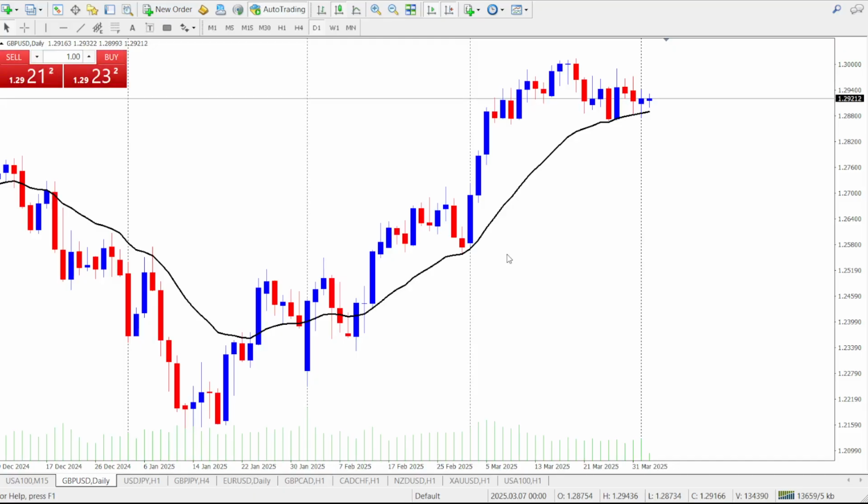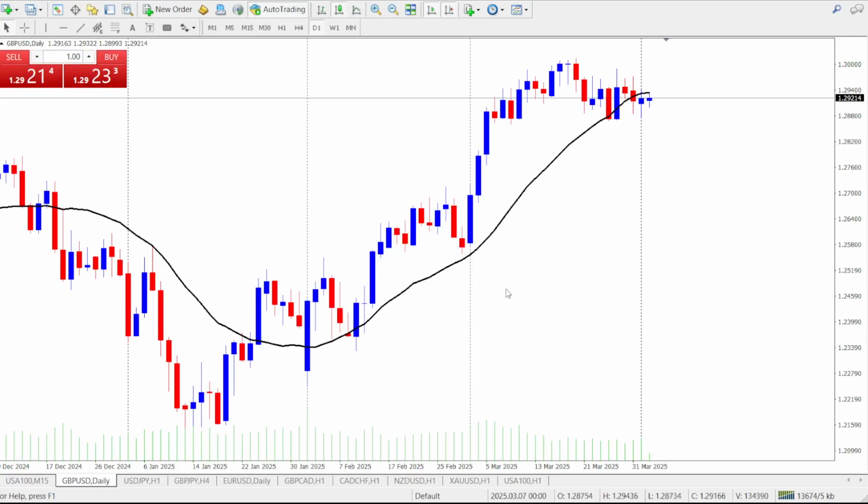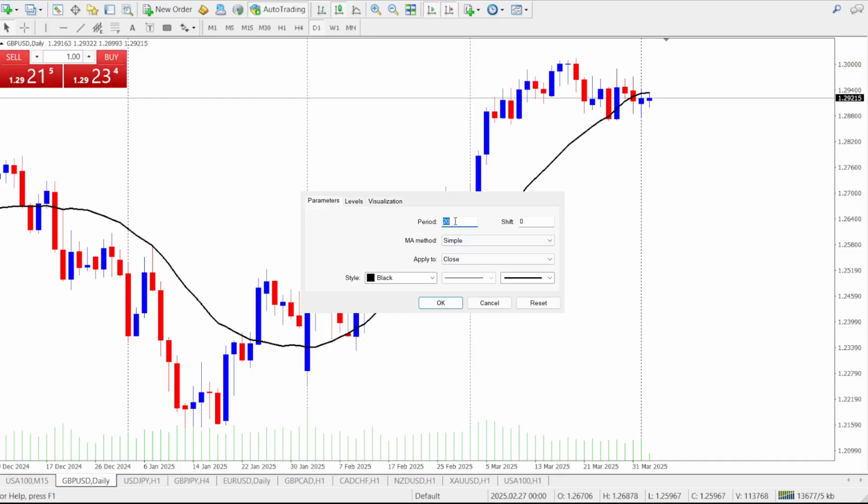Now, there are two main types of moving averages. The first is the simple moving average, which calculates the average price over a set period. The set period is found here. You can modify it according to your trading style. You can reduce the value, you can increase the value. Basically, the period represents the number of candlesticks. If you are trading on the daily time frame, it means that 20 periods represents 20 days. If you are on the 1 hour time frame, it means 20 periods represents 20 hours. So you get the point.